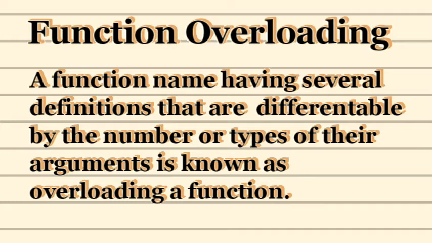So what is function overloading first of all? A function name having several definitions that are differentiated by the number or type of their arguments is known as overloading a function. Basically, in function overloading the name of the function will be the same, and the difference will be the type of the arguments and the data type, that is the return type of that particular function. Now how do we define a function? What is the purpose of function overloading? We are going to understand this with the help of a detailed syntax and also an example program.